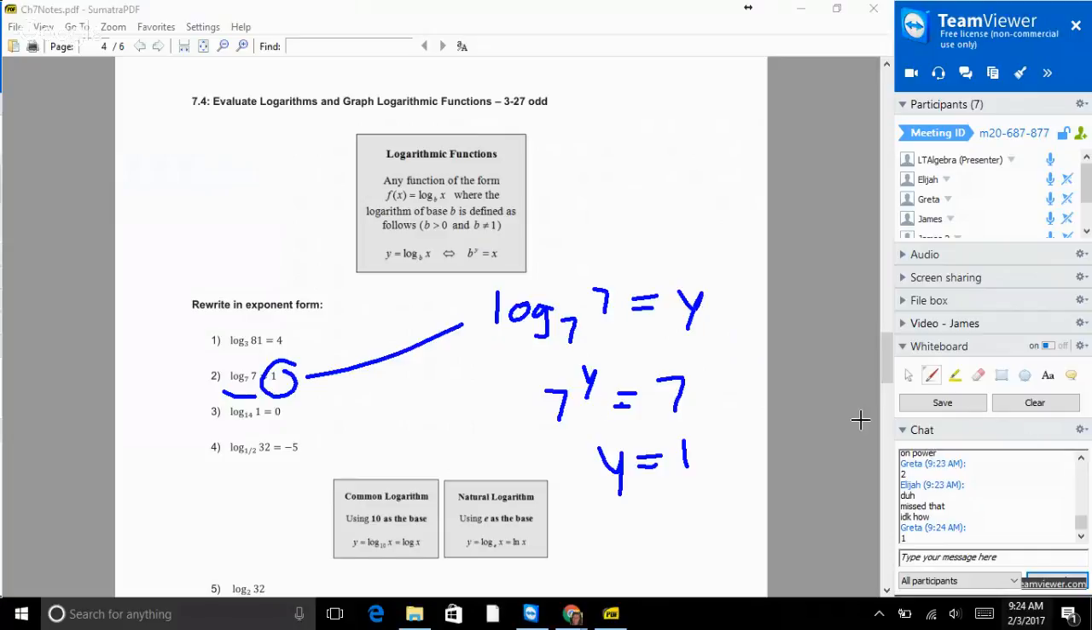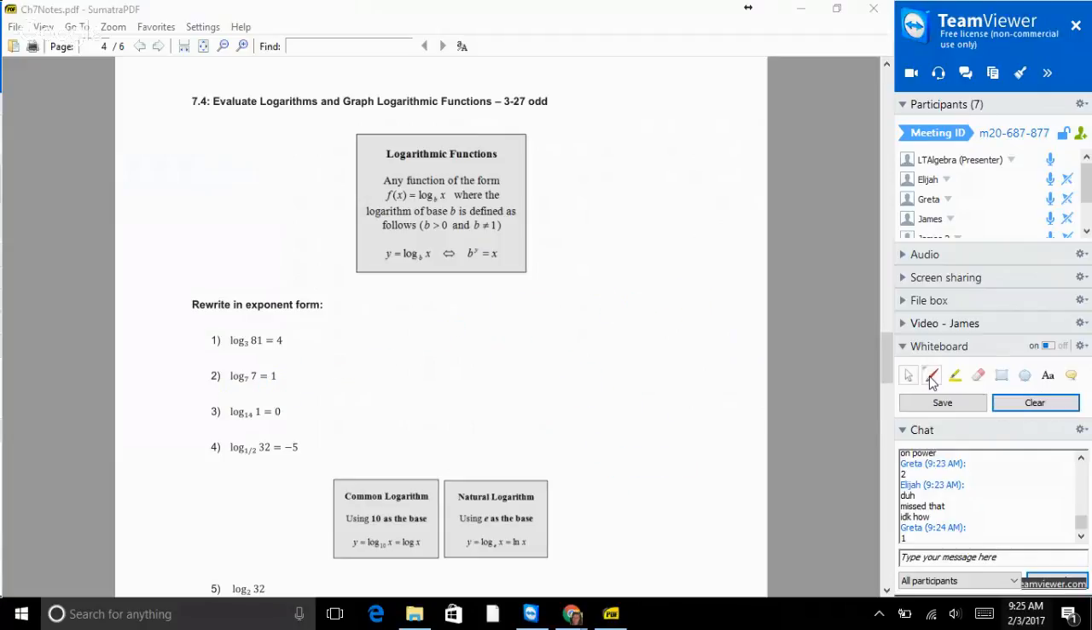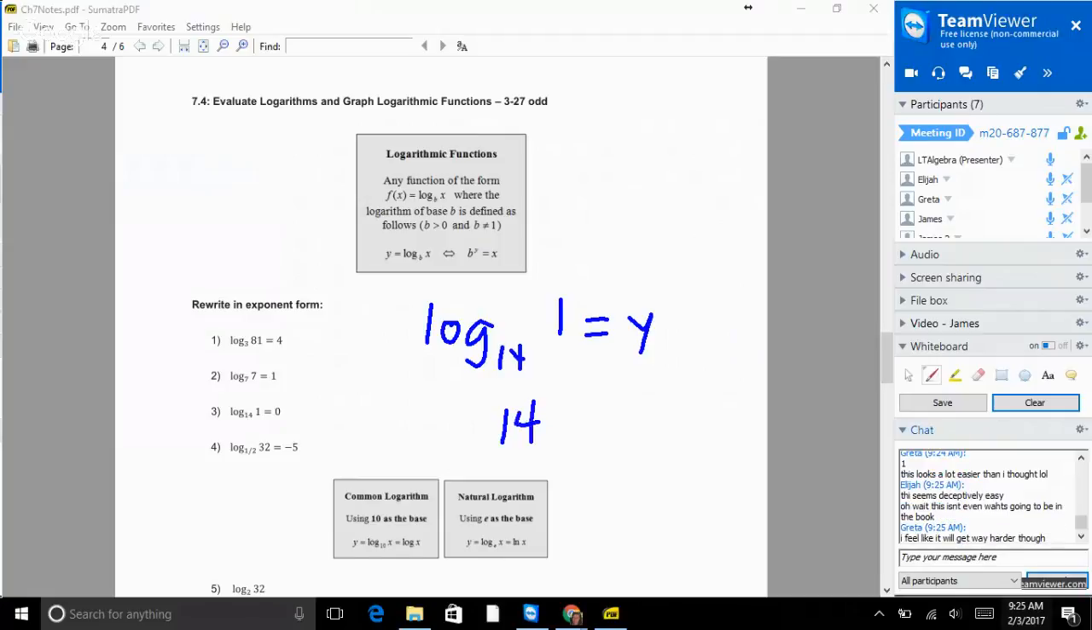Okay, so let's do another one. The next one is 14. Yeah, it looks easier than you thought, right, Greta? This part is easy. We're just learning what logarithms are. Okay, log base 14 of 1 equals y. I know that I have the answer written there, but this means 14 to the y power equals 1. It is going to be what it is in the book, Elijah. So that just means that 14 to what power equals 1? That means y has to equal 0 because anything to the 0 power is 1.